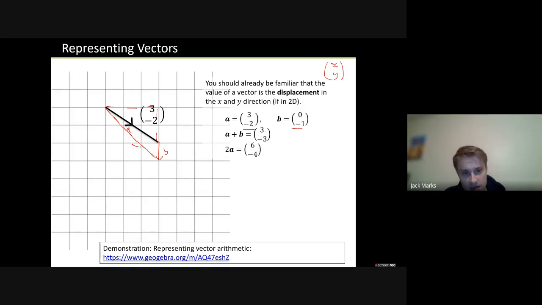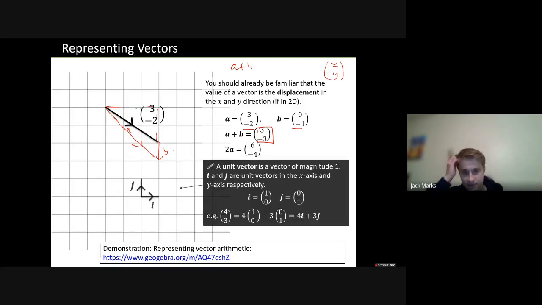Resultant is a key word, the resultant vector of A plus B. Can you see that that's also 1, 2, 3 across, 1 down? That also gives us this answer here. 2A, if I wanted to represent that, I would just draw another A stacked on the end.